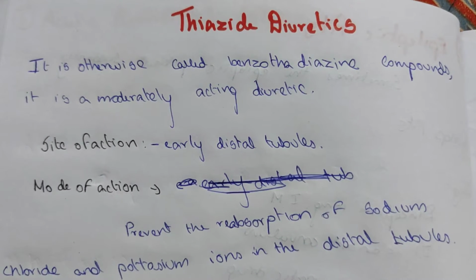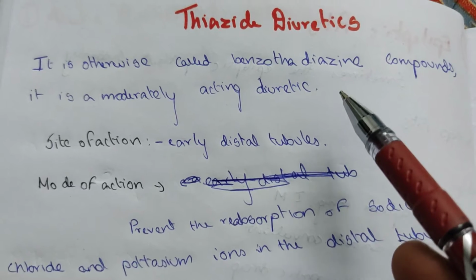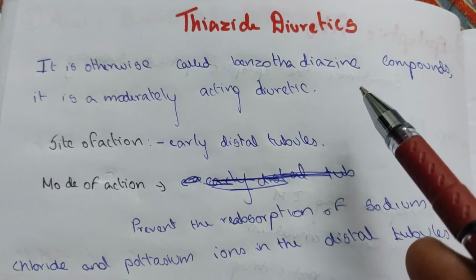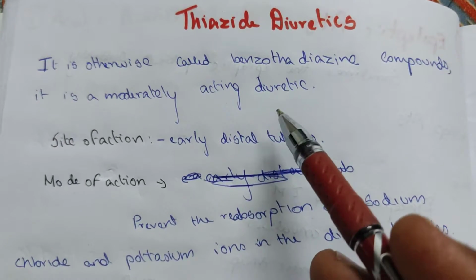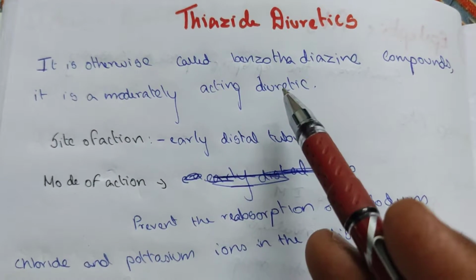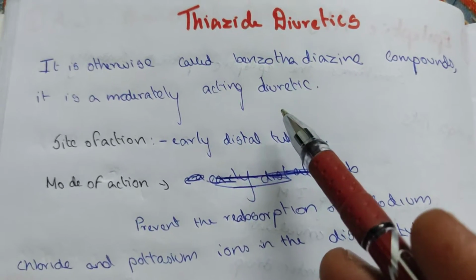In this video, we are going to see about Thiazide Diuretics. It is otherwise known as benzothiadiazine compound and it is a moderately acting diuretic.